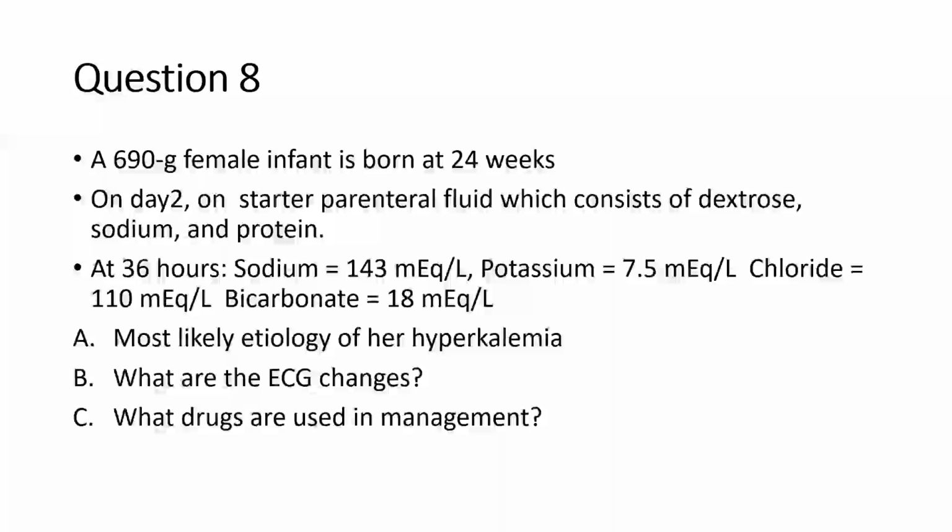Question 8. A 690-gram female infant is born at 24 weeks. On day 2, the baby is on starter parenteral fluid, which consists of dextrose, sodium, and protein. At 36 hours, the baby's investigations are: sodium 143, potassium 7.5, chloride 110, and bicarbonate 18. What is the most likely etiology of hyperkalemia in this baby? What ECG changes would you expect in hyperkalemia? And what are the drugs to be used in hyperkalemia? You can answer in question and answer.